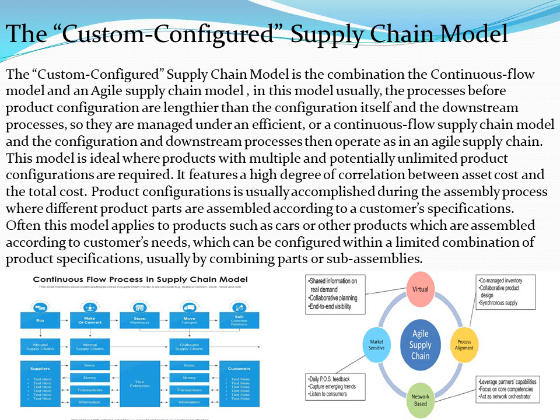Product configuration is usually accomplished during the assembly process, where different product parts are assembled according to a customer's specifications. Often this model applies to products such as cars or other products which are assembled according to customers' needs, which can be configured within a limited combination of product specifications, usually by combining parts or subassemblies.